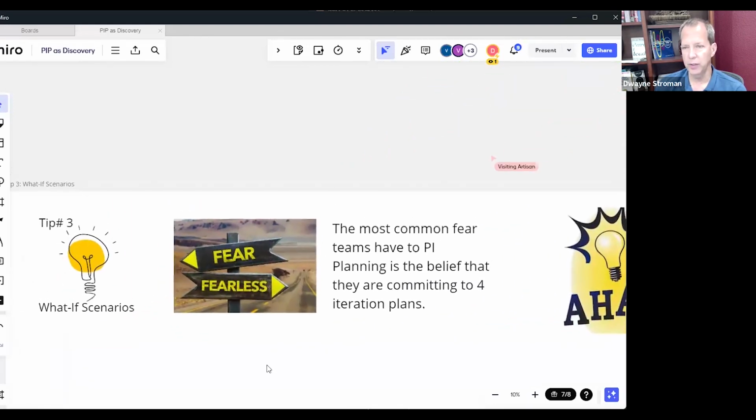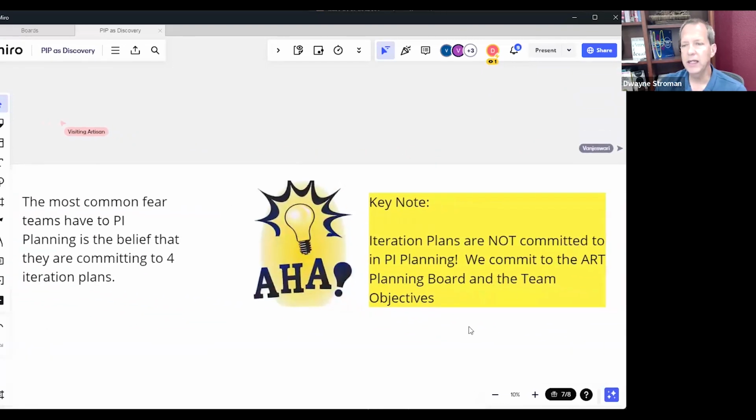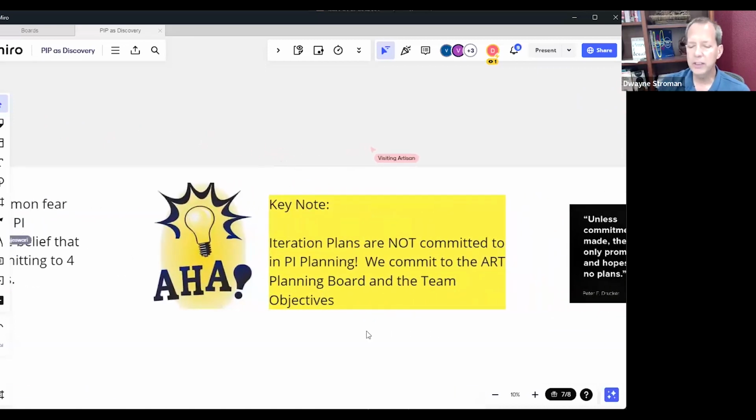Tip number 3, what if scenarios. This is a challenging one for a lot of people. Here's the most common fear I see in teams in PI planning. They believe they are expected to create 4 iteration plans for a 5-iteration PI, and that they're committing to those 4 iterations. No, that's mini waterfall. Absolutely not. That's not what they're doing. The what if scenario concept is that we are creating the iteration plans only to discover the plan. That's one of many ways.